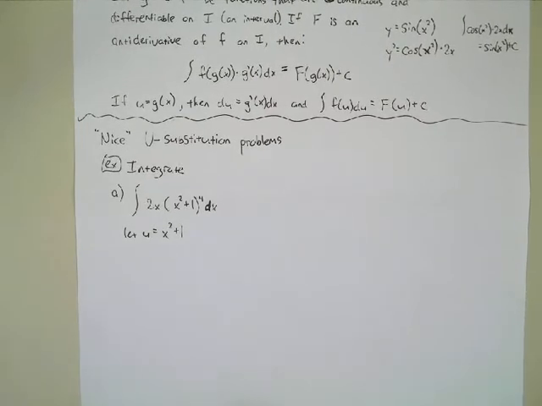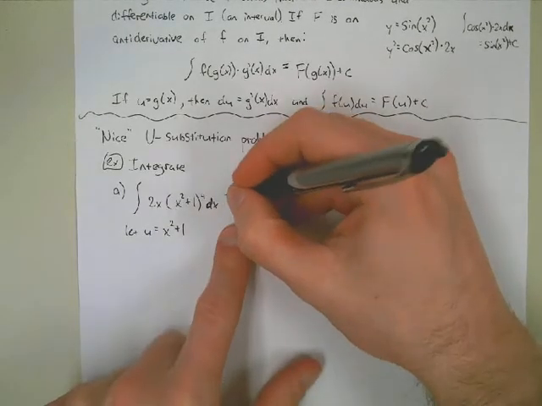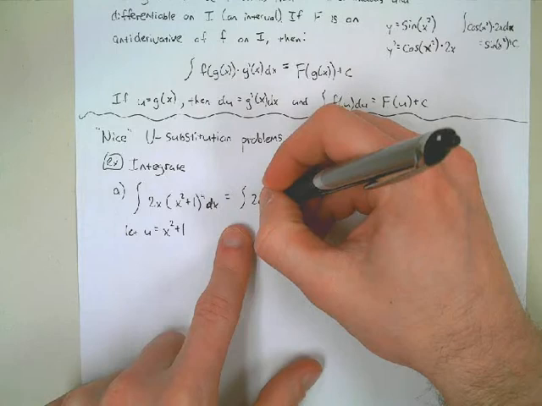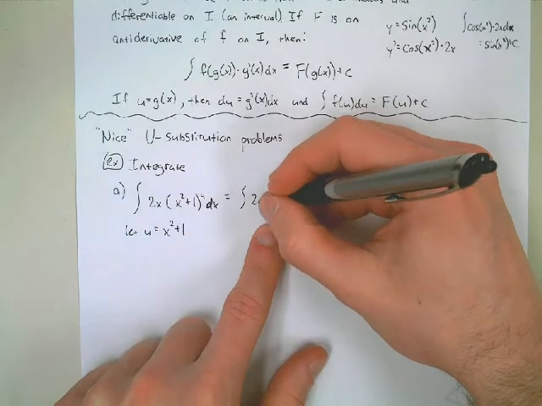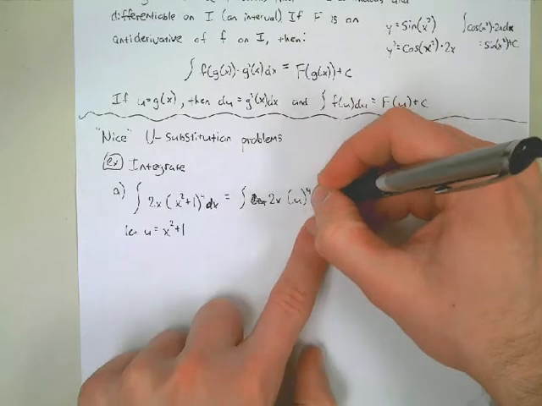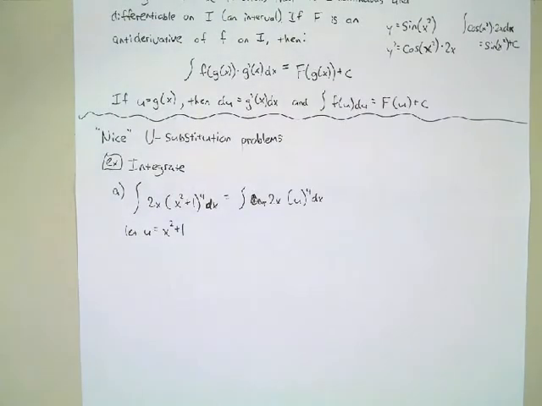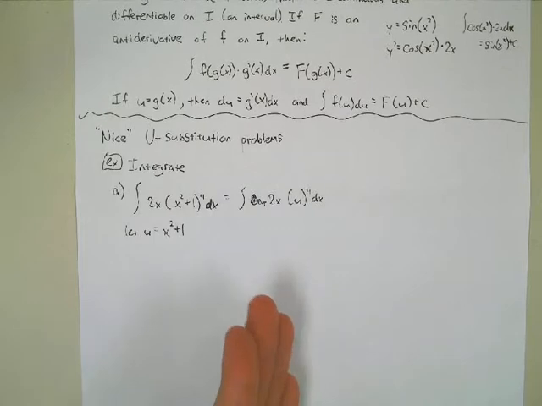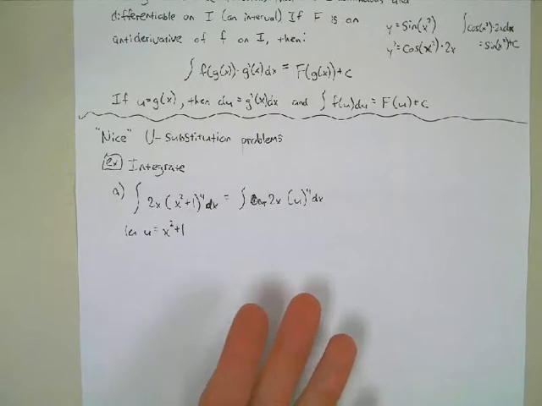Okay. So great. Let's plug that in. So now I've got the integral of 2x times u to the 4th dx. Have we ever integrated something that has two different variables in it? No. So this is not helpful so far. We are not any better off. In fact, we're worse off because now we made it two different variables instead of just one.